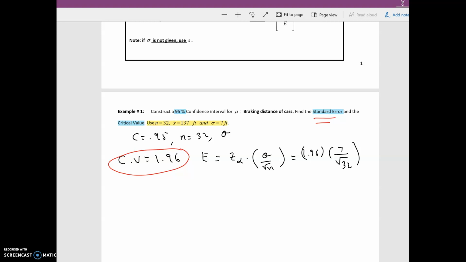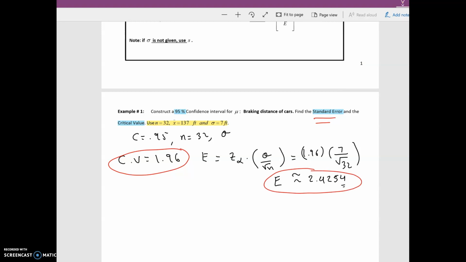I'm looking at 1.96 times 7 divided by the square root of 32. Please evaluate and see if you're matching to 2.4254. I'm rounding to 4 decimal places. So it's 2.4254. Now, that's actually the value of the standard error, or in this case, I'm simply labeling it as E.